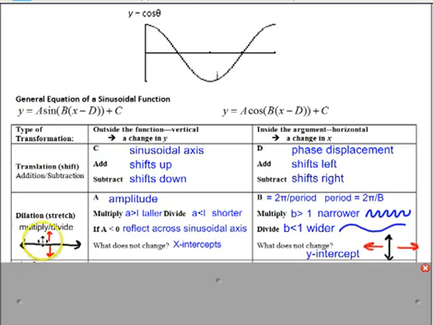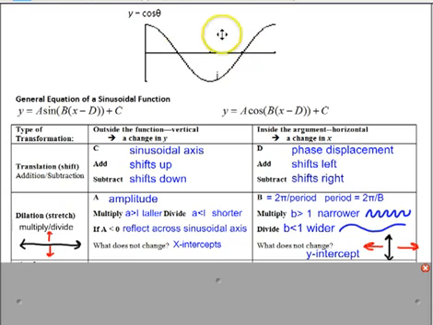This horizontal line represents the sinusoidal axis. The graph stretches up and down by a factor of A from the sinusoidal axis. If A is less than 0, then the graph reflects across the sinusoidal axis. In other words, it flips over. So instead of cosine starting high and ending high, if A were negative, the cycle would start low, go up to a high point, and then end low.